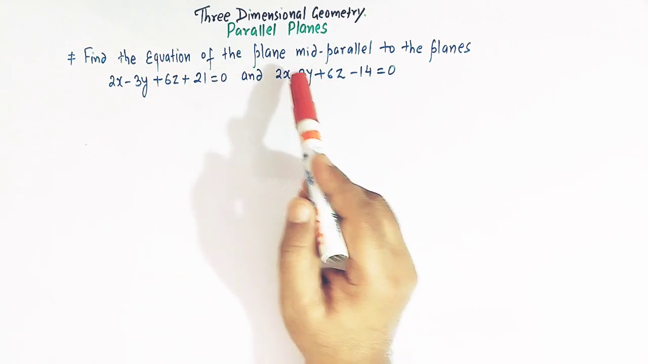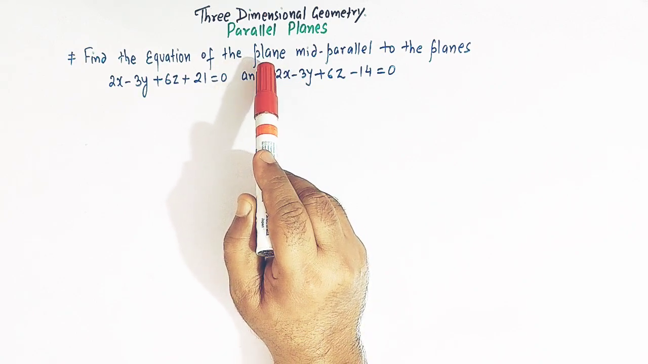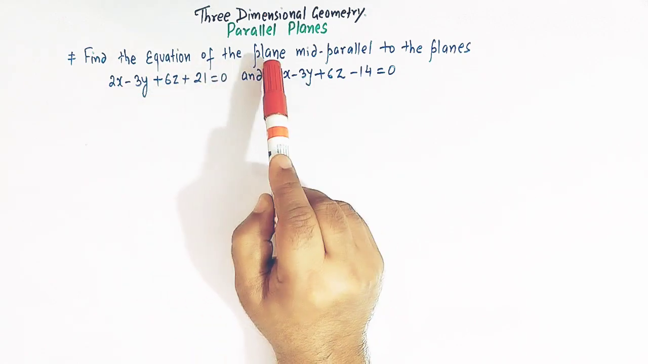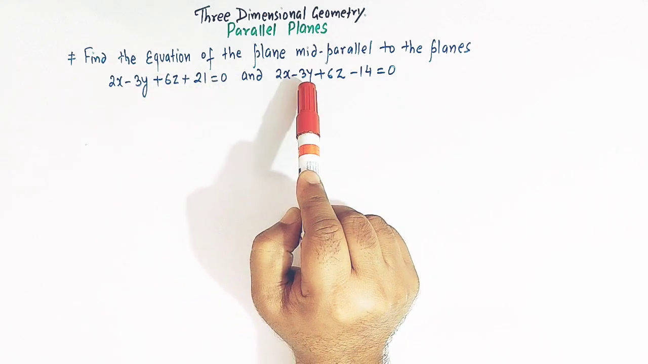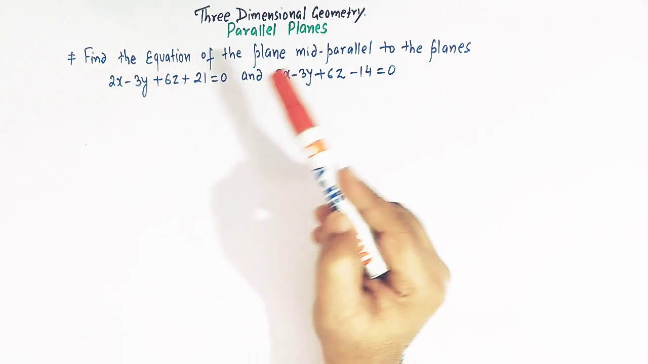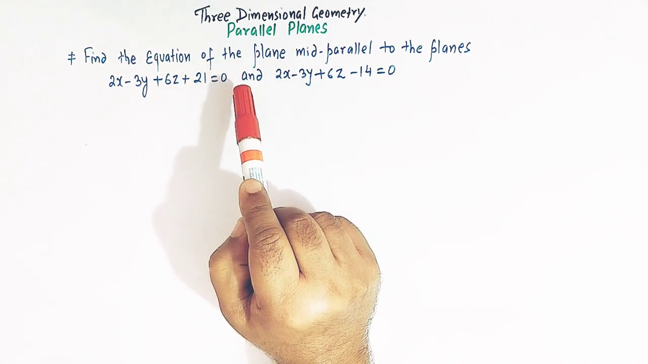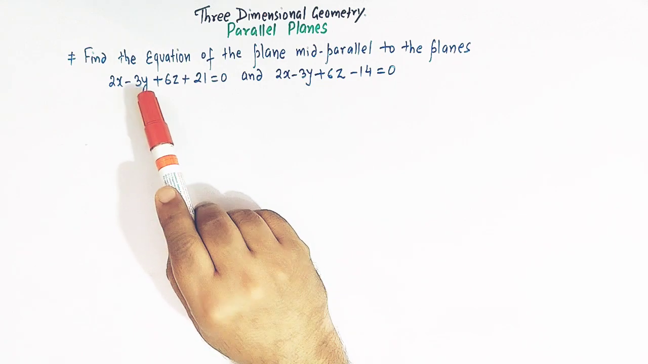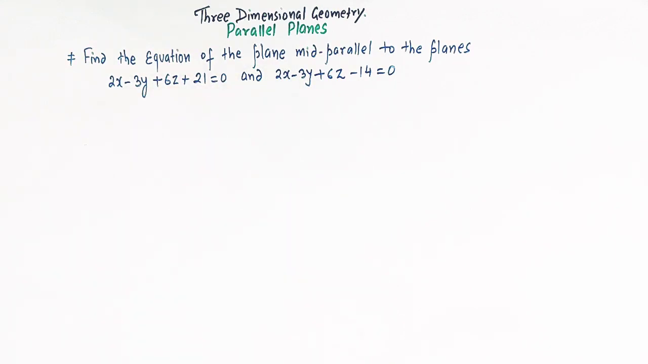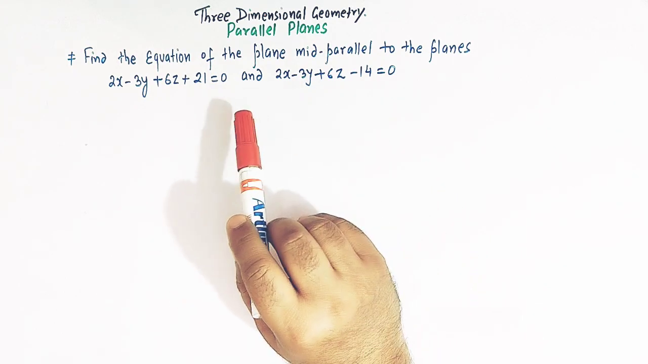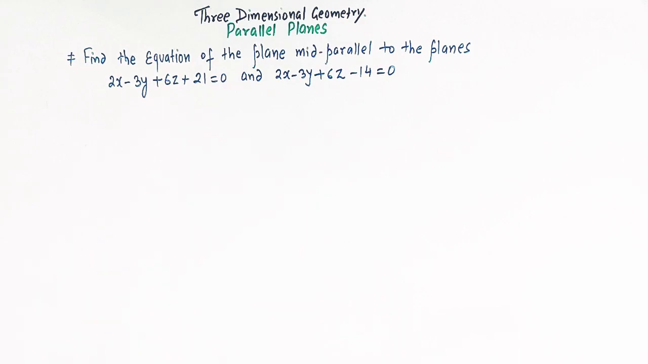So we have to find the equation of a plane which is parallel to these two planes, and at the same time this plane is equidistant from these two planes, right? Or in other words, this plane lies between the midpoint of the line joining these two planes, right? So let us start, and let us first draw a rough diagram of this problem so that we can visualize what we have to do in this problem.